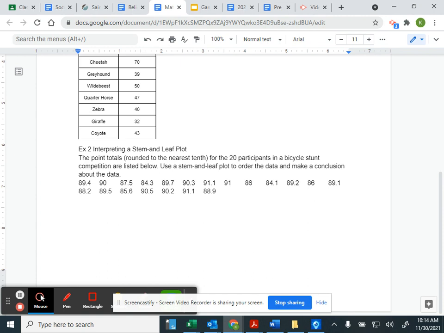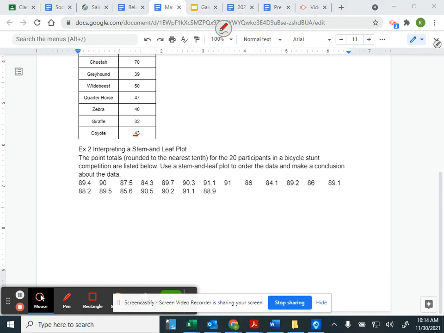So the point totals, rounded to the nearest tenth, for 20 participants in a bicycle stunt competition are listed below. Use a stem and leaf plot to order the data, and then we're going to make a conclusion about that data. So if we're going to put these into a stem and leaf plot, we don't always just have to have one digit, and I think this will go to what you were talking about, Will.